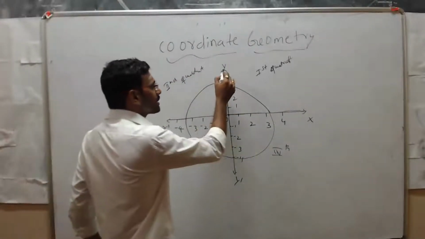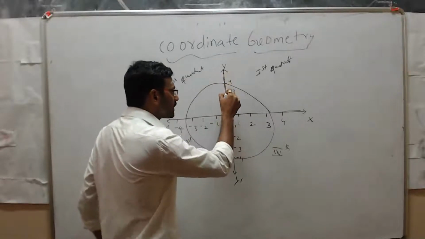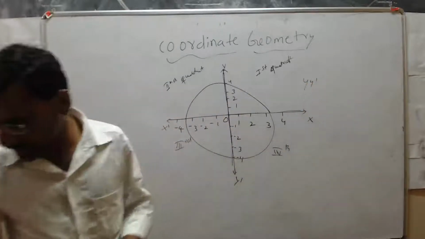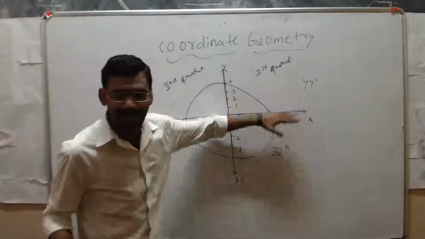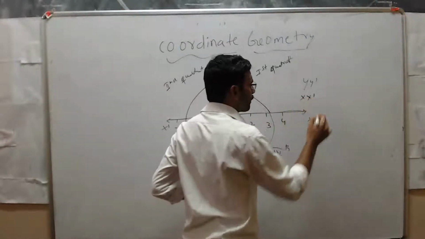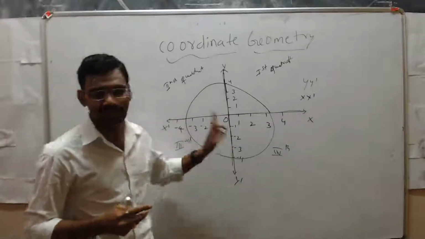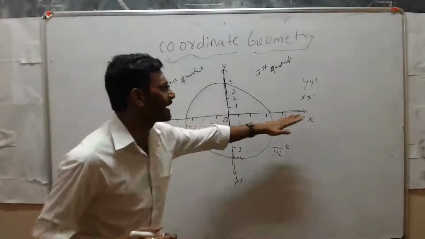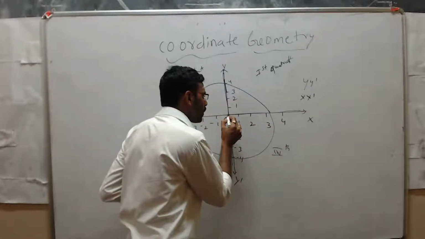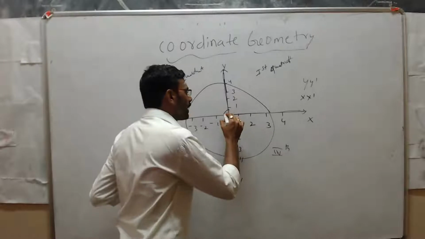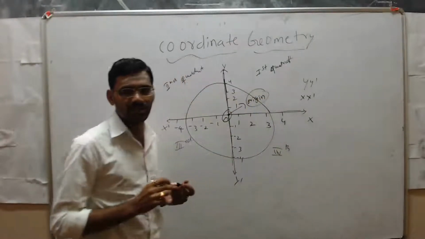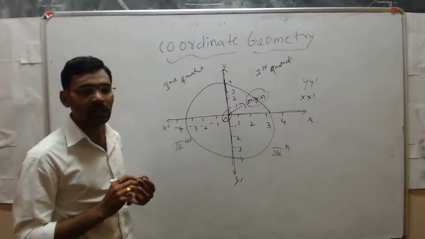Now, here we have two straight lines, y dash and x dash. Both lines will intersect at O. That intersecting point is called the origin.